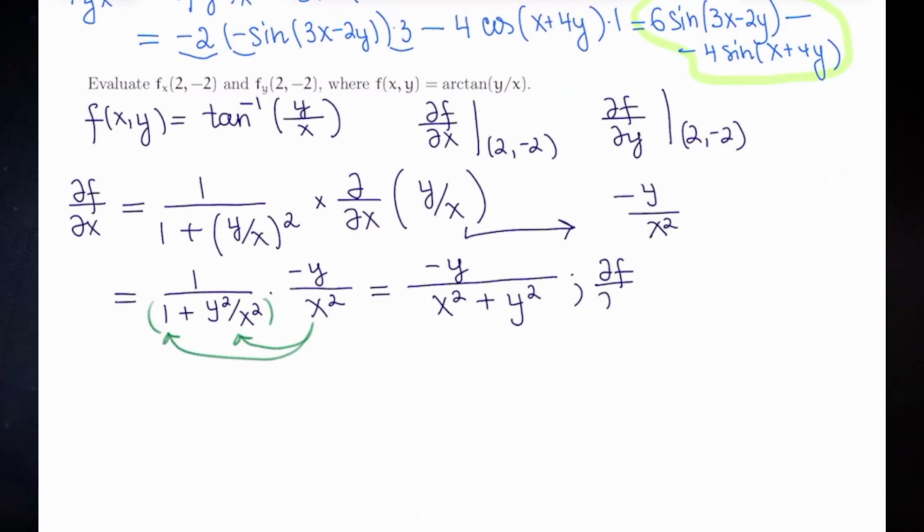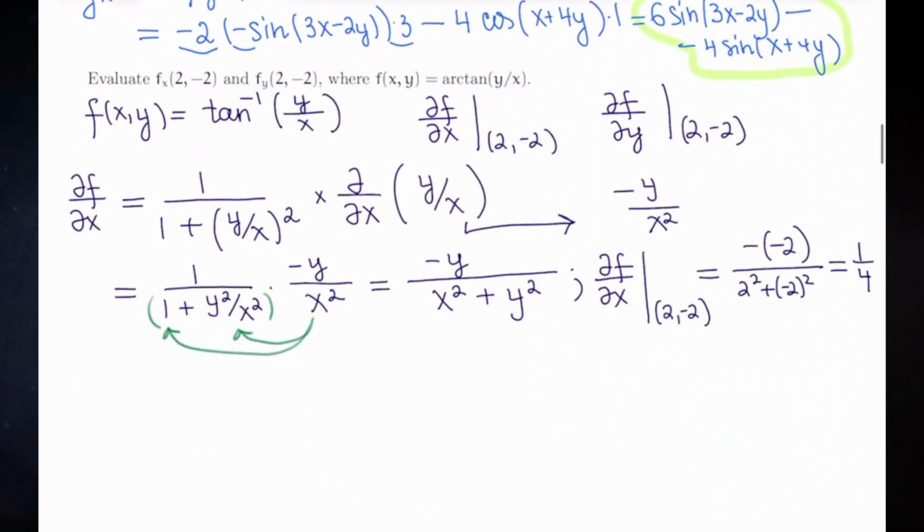df/dx evaluated at the point (2, -2). Okay, what do we get? This is going to be negative 2 on top, and then here we get 2 squared plus (-2) squared. So this becomes positive 2 over 8, right? Which is positive 1/4. Okay, so that's this evaluation process.